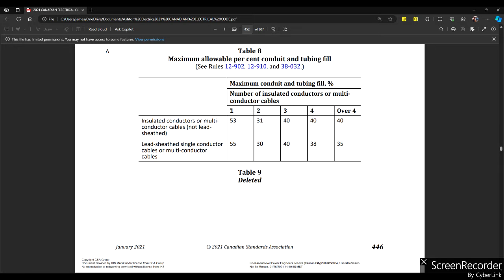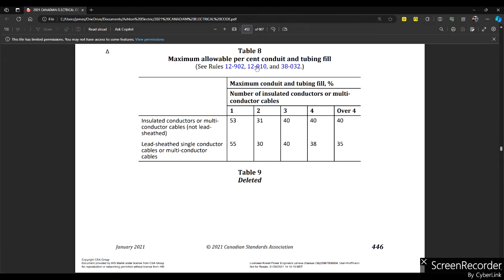So if you only have one, then you're allowed to fill that conduit 53%. And if you have two, then 31%. And then basically three or more, you can only have 40% conduit fill. Now, these numbers don't really mean much to you right now, but you'll see where these come into play as we start doing our calculations. Okay, but just keep Table 8 in mind. There is a maximum percentage that we're allowed for conduit fill.